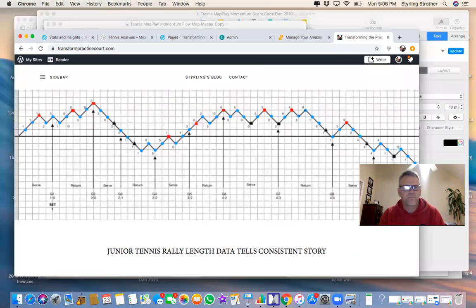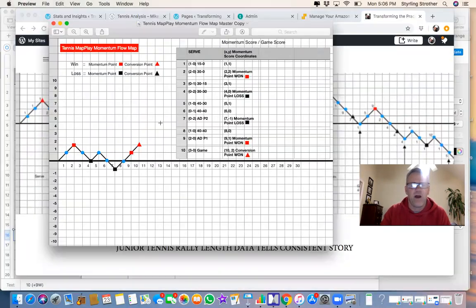Now, what's interesting about this and why I want this is because this is, to me, probably the best way to compute how many conversion and momentum points a player's won. If you win 2 points in a row, it's a momentum point. If you lose 2 points in a row, you've lost a momentum point. If you win 3 points in a row, it's called a conversion point. And if you lose 3 points in a row, you've lost a conversion point.